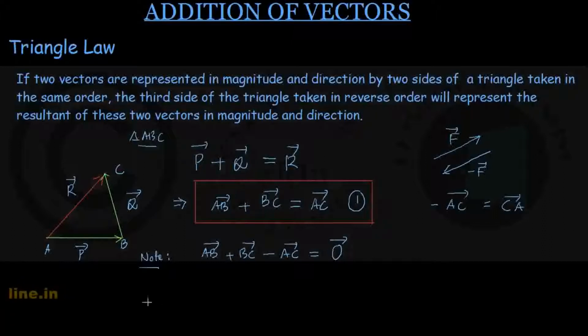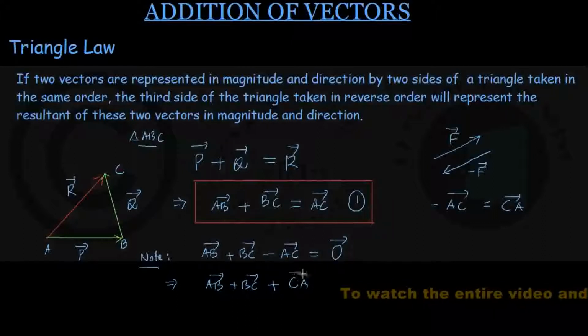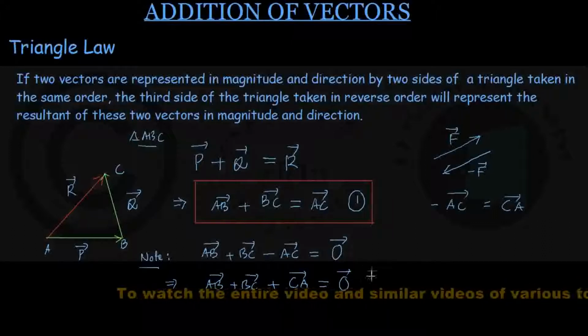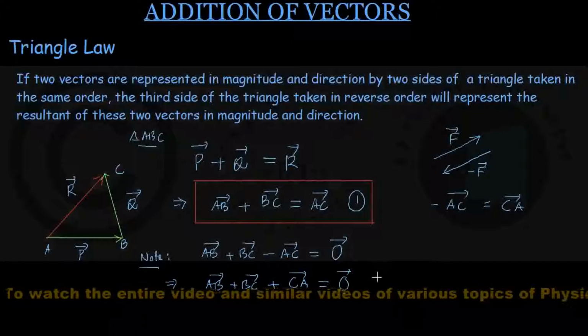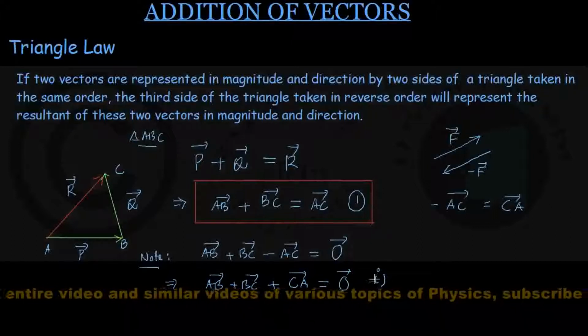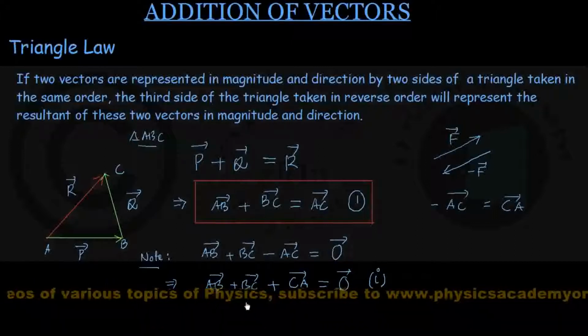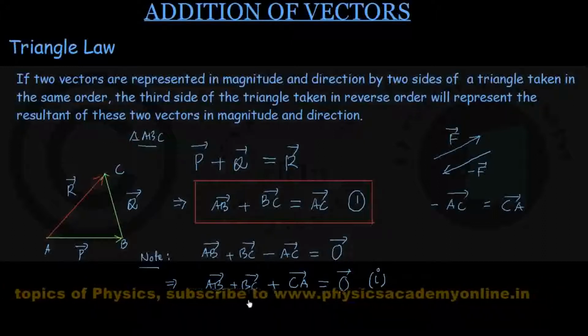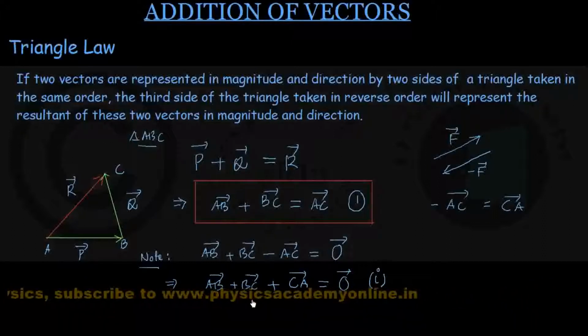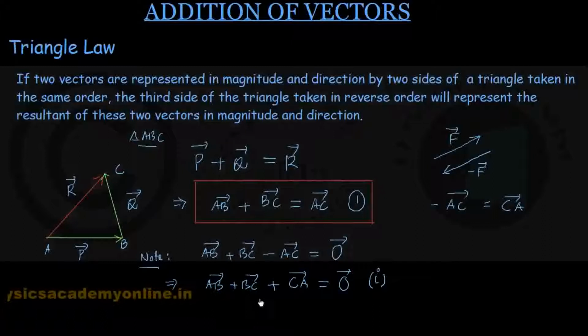So we could write it further and say we are getting AB plus BC, then minus AC becomes plus CA thanks to the definition of negative vector. So these three together come out to be null vector. That's an equally important result that I'll be giving a little less importance. So let me give it another type of numbering in Roman, that is i. This shows that if three vectors can be represented in magnitude and direction by the sides of a triangle, all taken in the same order, the resultant will be 0 vector.